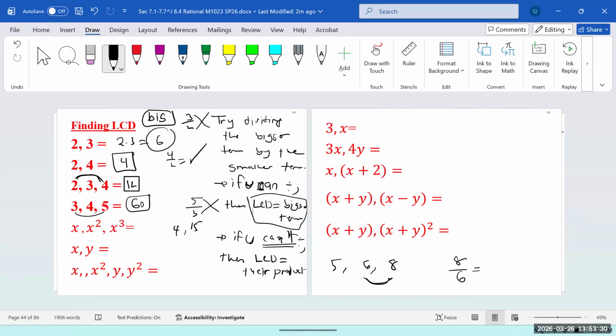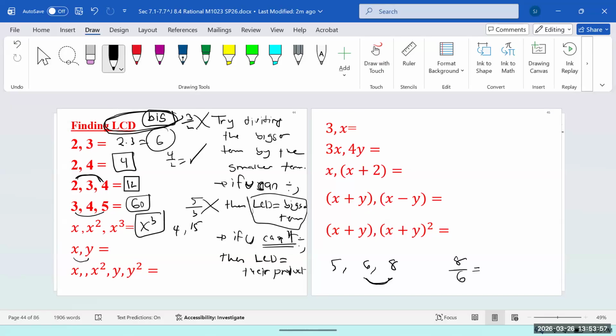For variables, it's simple. Remember I said LCD means big. So among x, x squared, and x cubed, which one is the biggest? So LCD is x cubed. That's it. For variable, we don't have to do any math. Just look at the biggest one, that's the LCD.